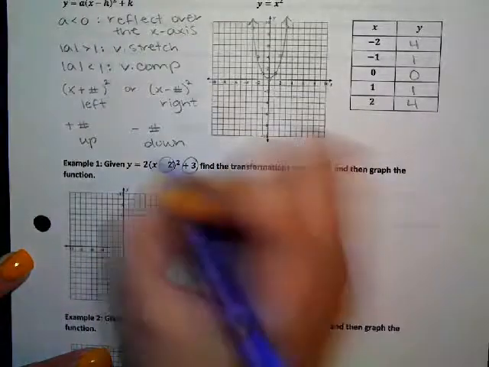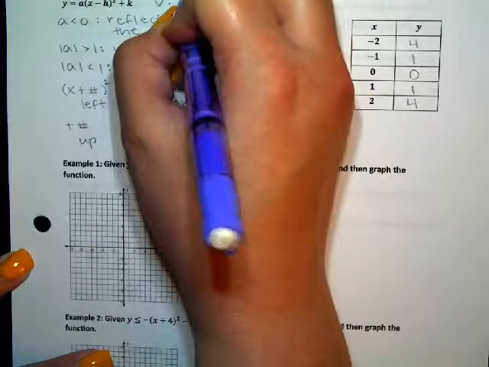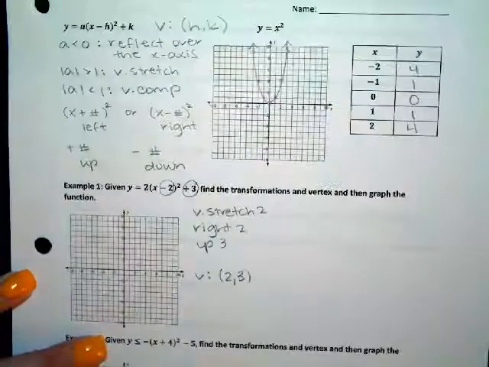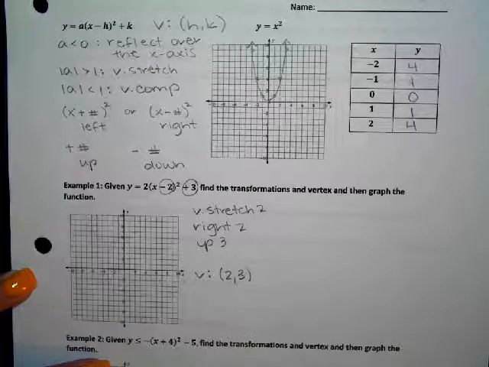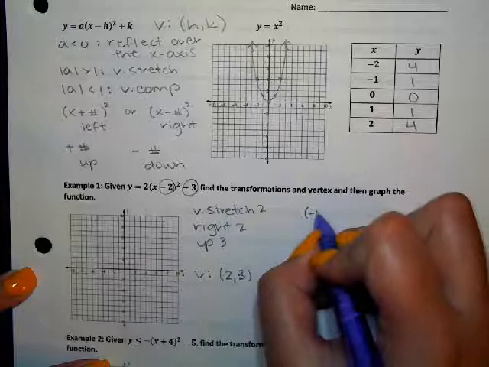I forgot to write that over here, but the vertex, just like it was with absolute value, is (h, k). So that's the same as what we learned before. So I'm going to go ahead and write these points from the parent function.